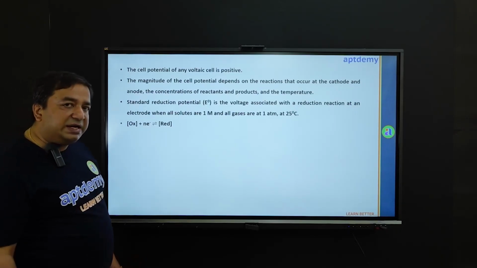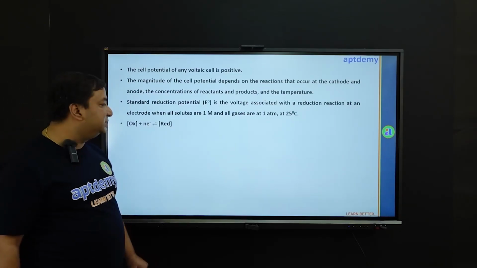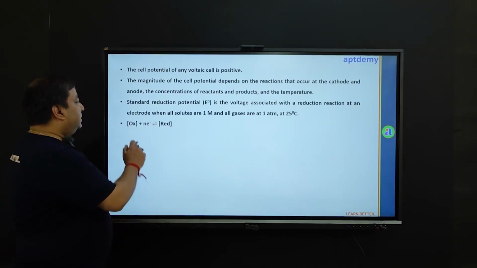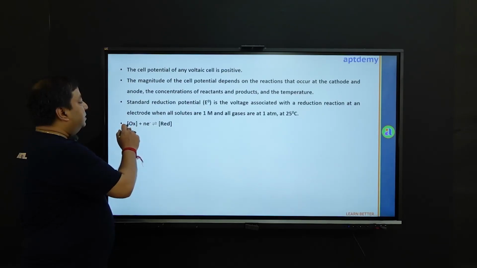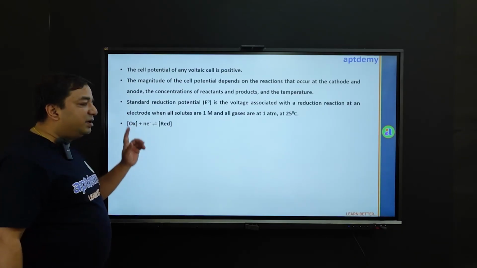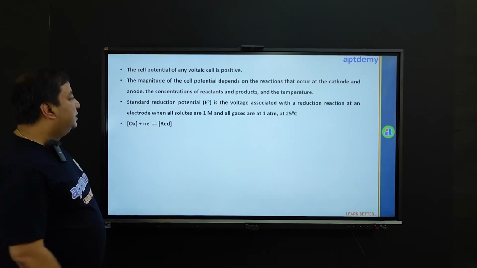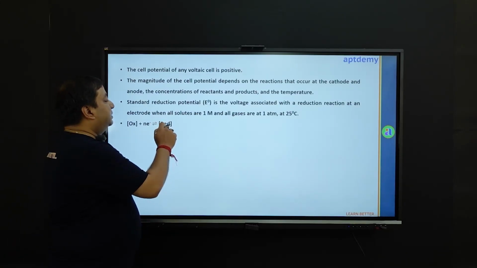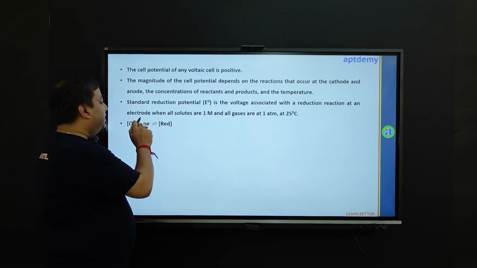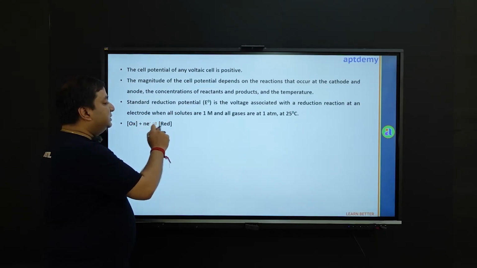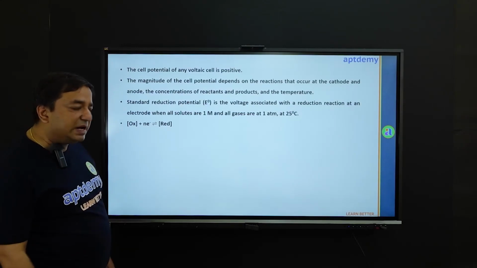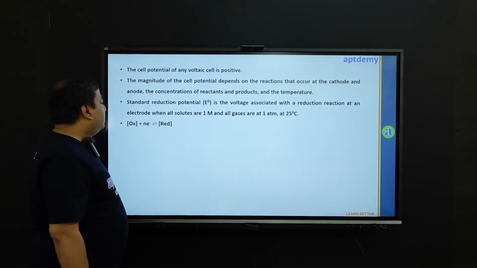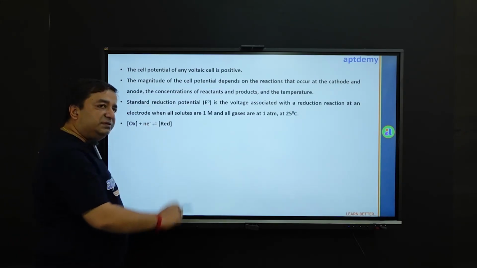The standard way of writing the standard reduction reactions is, we will place the oxidant within the parentheses, then we will add the number of electrons, n is the number of electrons, put a reversible arrow, and we will produce the reduced form. So the oxidized species plus the electrons, then the product is the reduced form, and both have to be placed in parentheses, indicating the concentration of the oxidized species and the concentration of the reduced species.